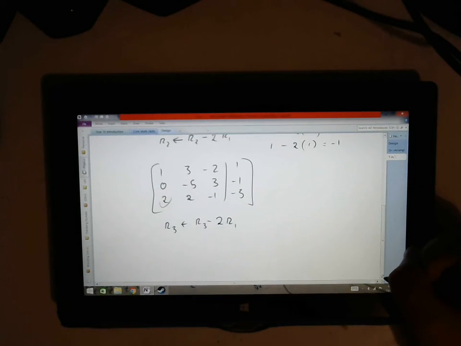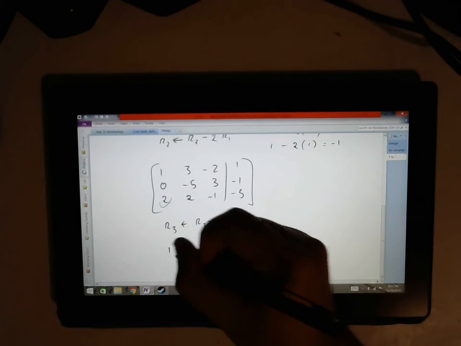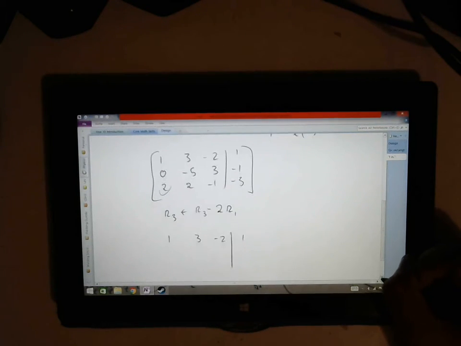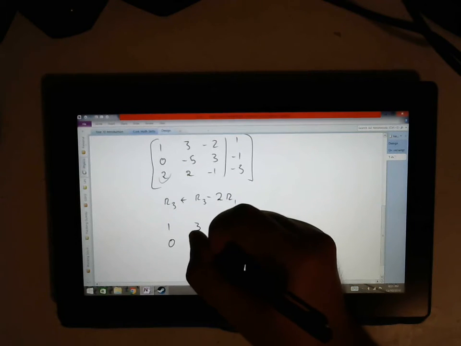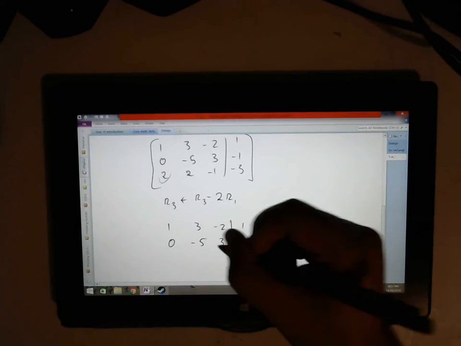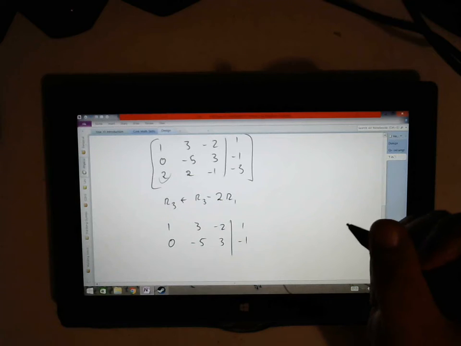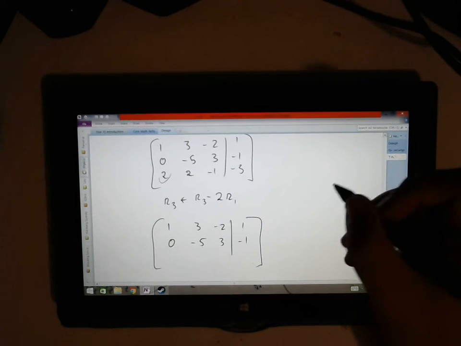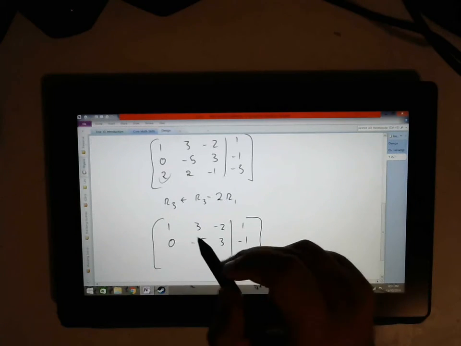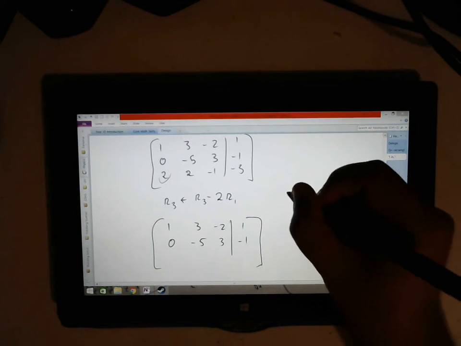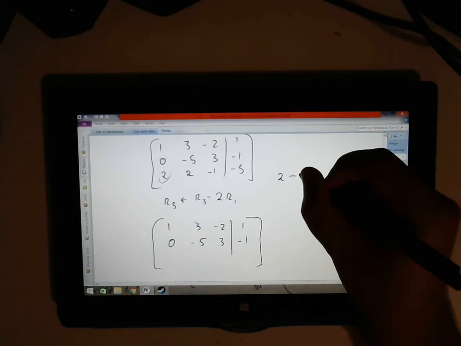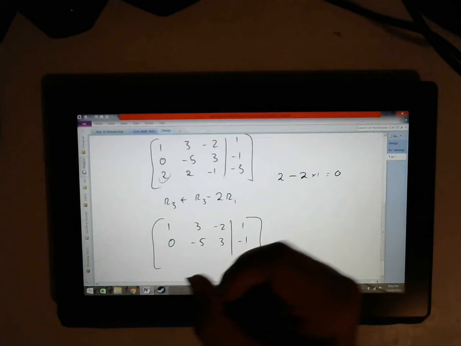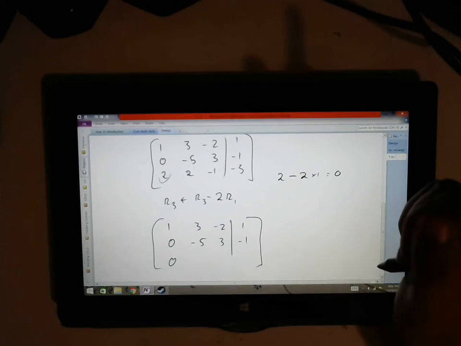So let's start our next matrix. So we've got 1, 3, -2, augmented with 1. And we've got 0, -5, 3, augmented with -1. Now let's work on our new third row. So R3, we're going to take R3, that was 2, take away 2 lots of R1, which was 1, so that equals 0, because hey, that's what we want. We want that 0 in there.